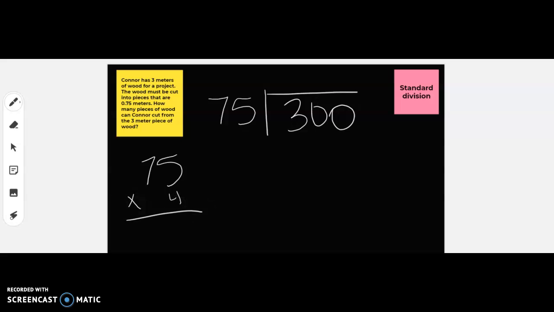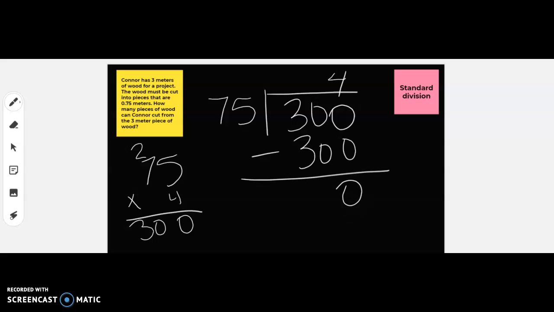So I'm going to multiply my 75 times 4. 5 times 4 gives me 20. Carry my 2. 4 times 7 is 28. Plus the 2 that I carried is going to give me 30. So I've shown here, even with the standard algorithm, that my answer is still going to give me 4 pieces of wood.